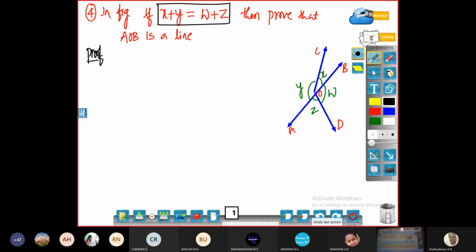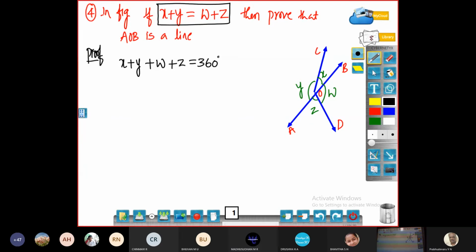Now I will give you an idea. Here O is a point. The total angle at the center O must be 360 degree. Sum of all the angles. You can take angle x plus y plus w plus z is equal to 360 degree. Can we take this? Yes, sir. It's a complete angle. Correct? Yes, sir.